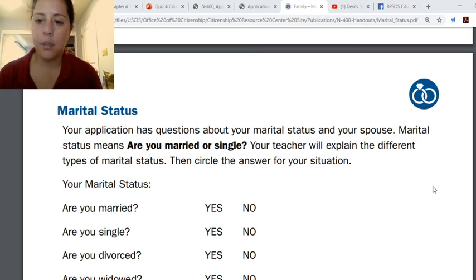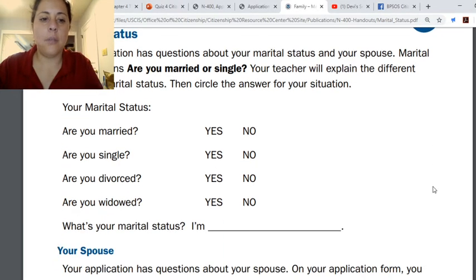Your teacher will explain the different types of marital status. Then circle the answer for your situation. Okay, so let's look at the different types of marital status. Let's look at your marital status. Answer, yes or no. Are you married?